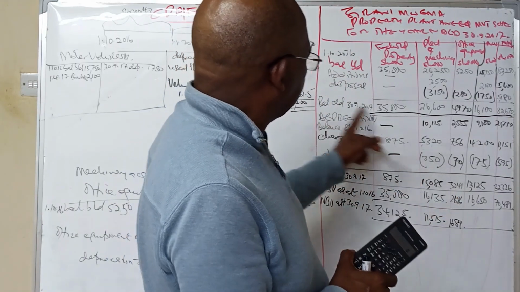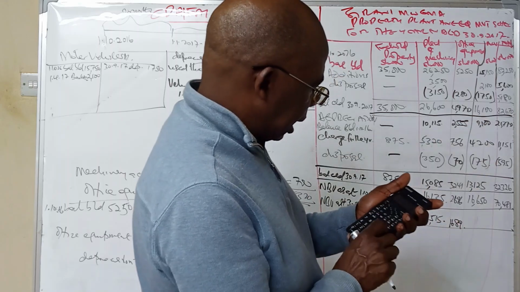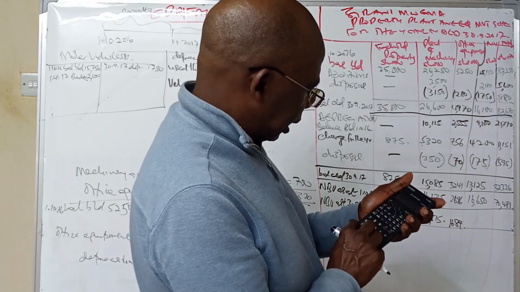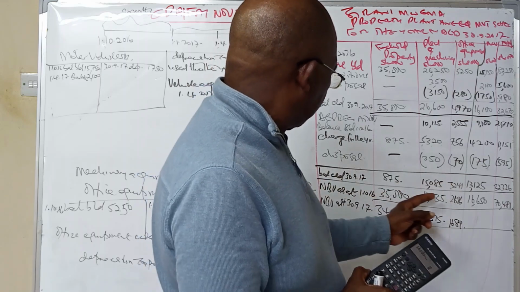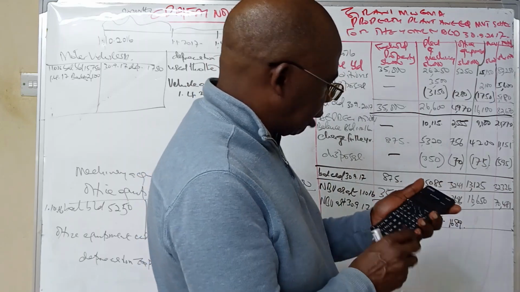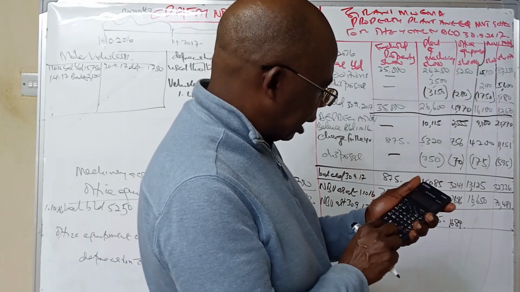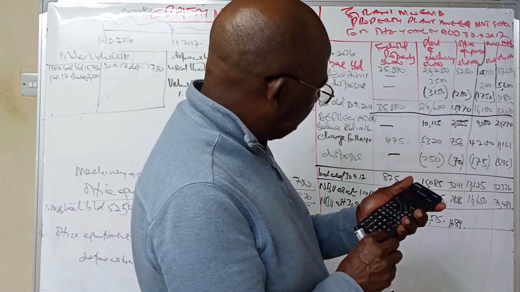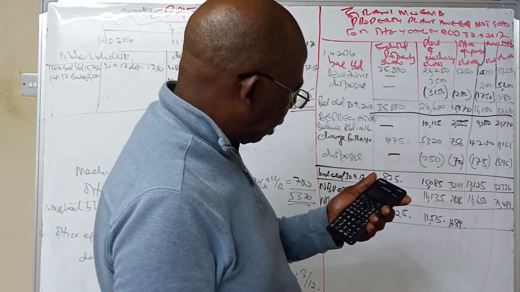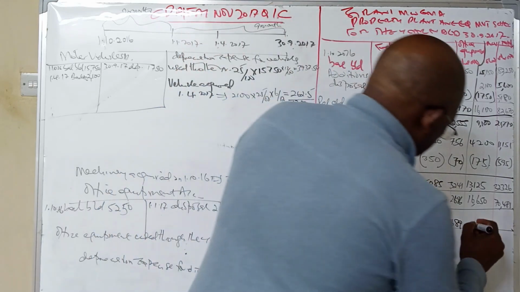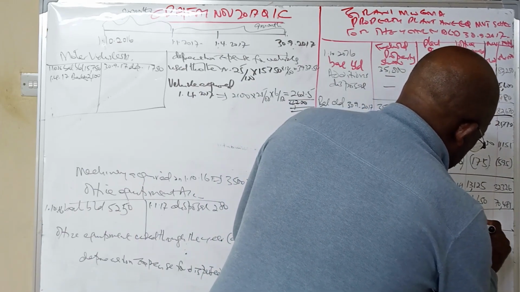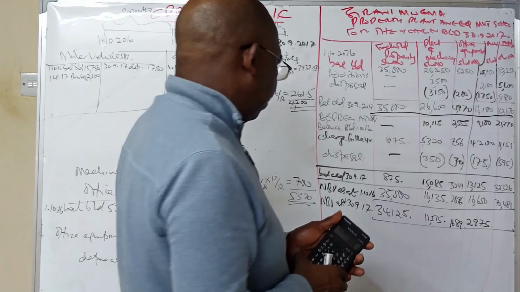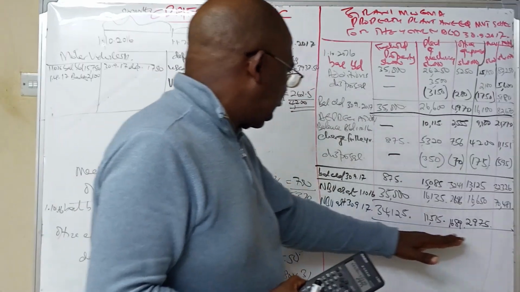Then we go to motor vehicles. The closing balance for motor vehicles is 16,100 minus the closing balance of the depreciation for the motor vehicles, 13,125. We get an overall net book value of 2975. Then we add all the net book values.